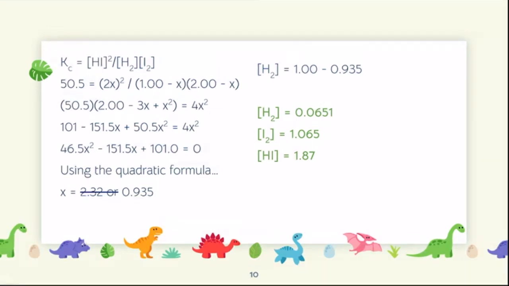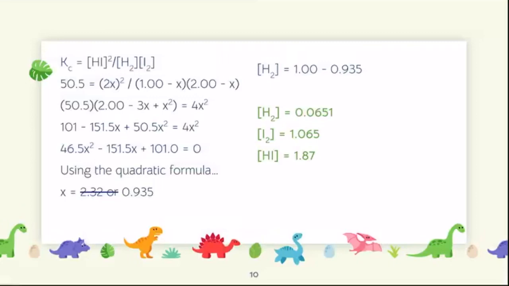In the table, the concentration of H2 is equal to 1 minus x, and when we substitute in 0.935 for x, we get 1 minus 0.935, and that's equal to 0.0651 moles per liter for the concentration of hydrogen gas. For I2, we had 2 minus x. 2 minus x is going to be 2 minus 0.935, which is 1.065 moles per liter. For HI, it was going to be 2x, so 2 times 0.935 is 1.87.